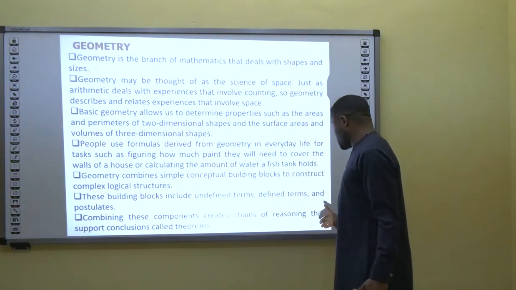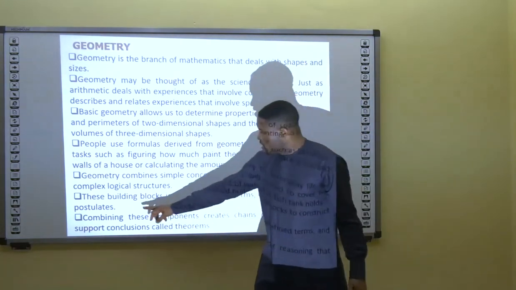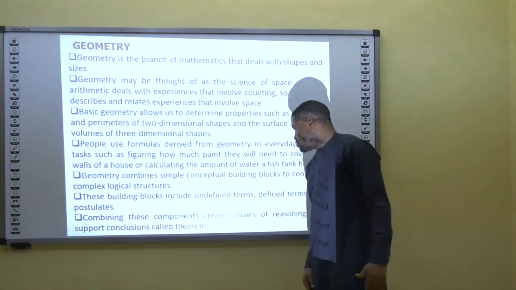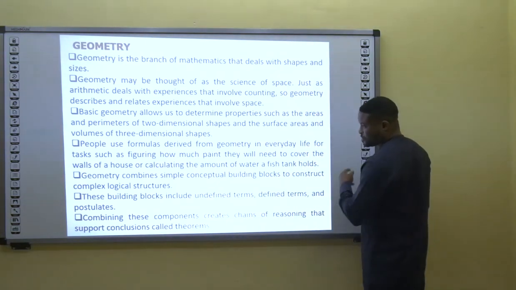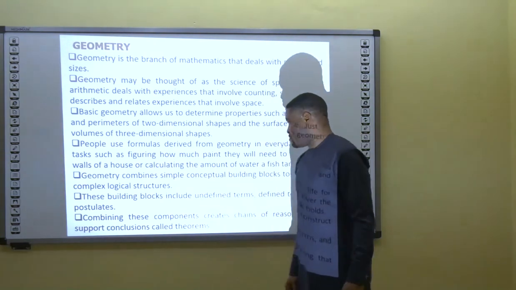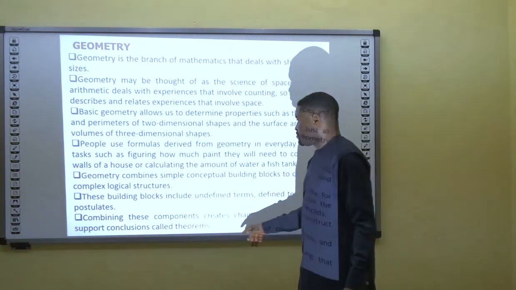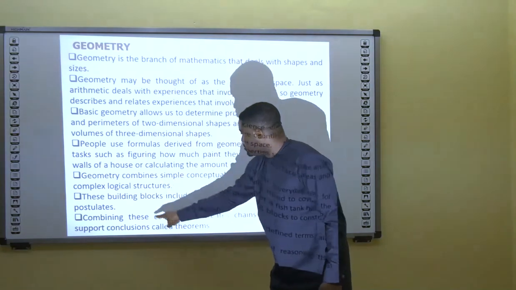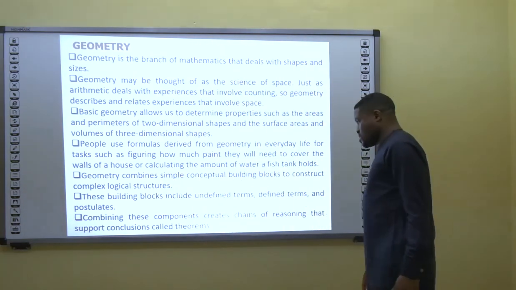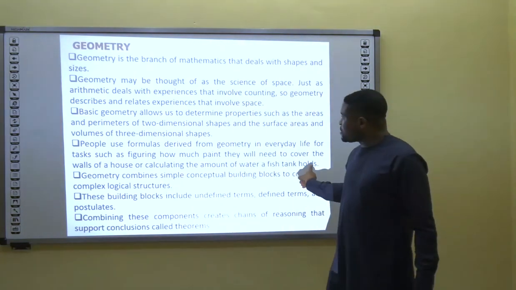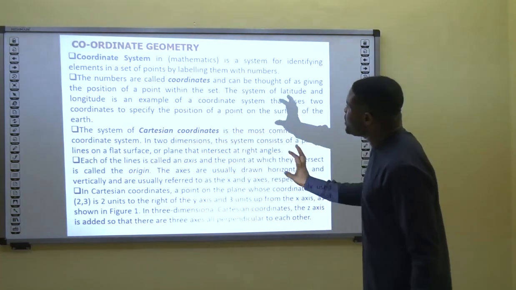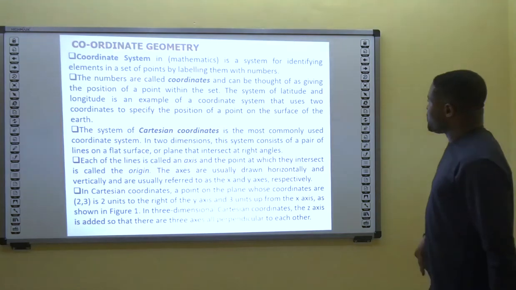That's why we say again, like I was pointing out, that the building blocks include undefined terms, defined terms, and postulates. So these are different locations. For instance, when you are looking at a coordinate from a building, you can use this to do that. And then there is what we call a coordinate system in mathematics.